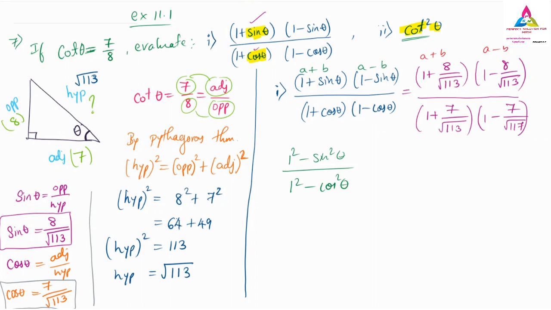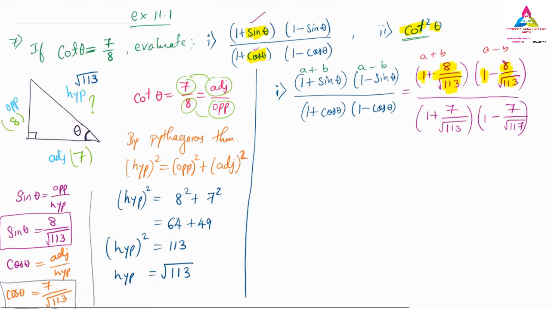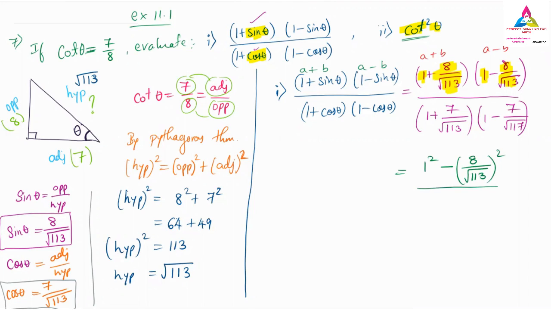Otherwise, you can substitute the values. Here you already found the values, that is 1 plus 8 divided by root 113, 1 minus 8 divided by root 113. You can have that in the form of a plus b into a minus b. So the final answer will become 1 square minus 8 divided by root 113 the whole square. Okay. So next, whole divided by, downward also similar. It is in the form of a plus b, and on the other hand we have a minus b.